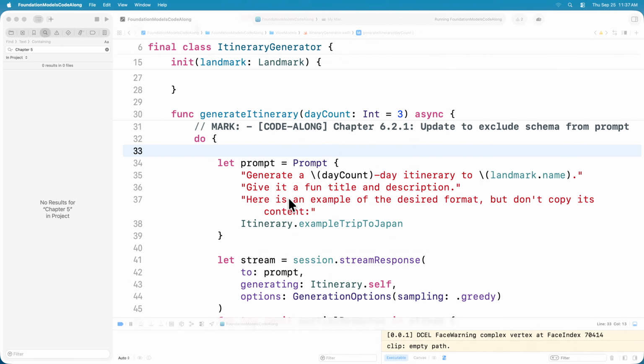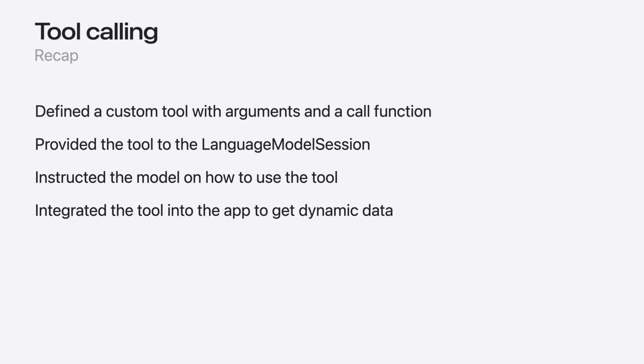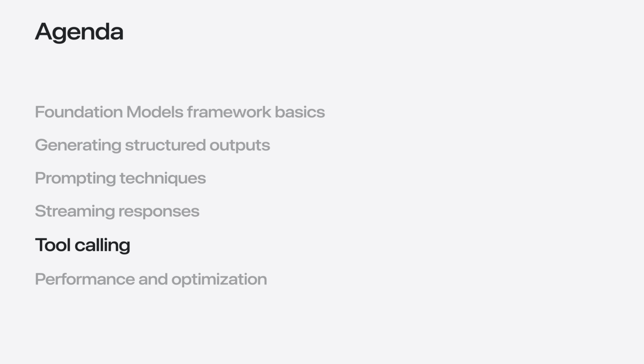Fantastic. All right, let's go back to our slides and recap. So in this chapter, we gave the model powers with tool calling. We discussed a custom tool with its own arguments and call function. We learned how to provide the tool to the language model session, and importantly, how to instruct the model on when and how to use the tool. Finally, we integrated our tool into the app to fetch points of interest and include them in the generated itinerary. That wraps up chapter 5 on tool calling.